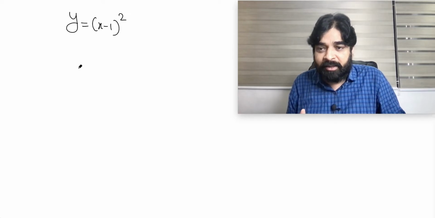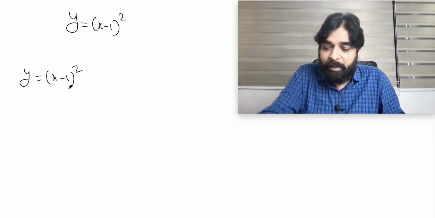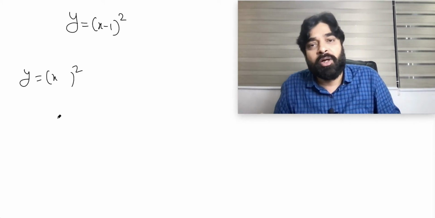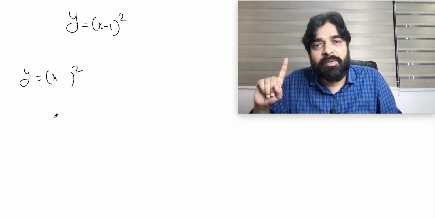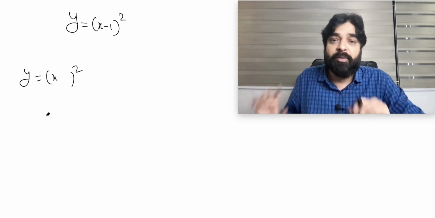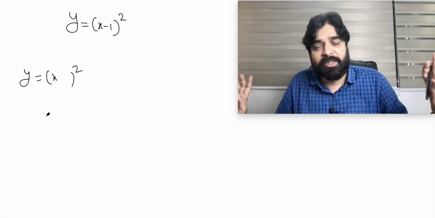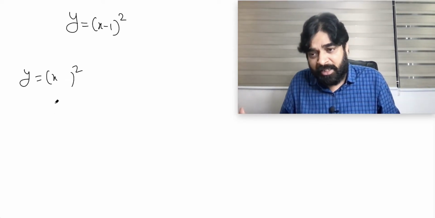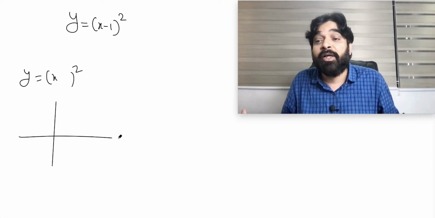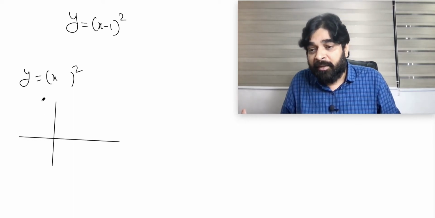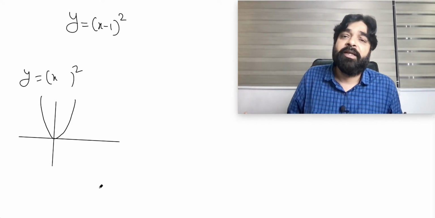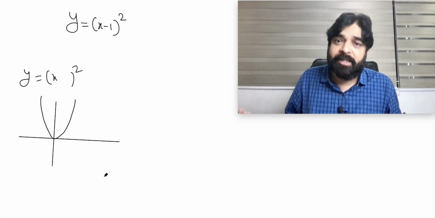Remove this constant. y equal to (x minus 1) whole square. I am removing this. Watch it. Remove. What do you get? You will always get a basic graph, which I already taught you. Any one of those will come, 100%. Don't worry. y equal to x square graph, do you know? Yes, I know. This is your y equal to x square graph. Yes or no?